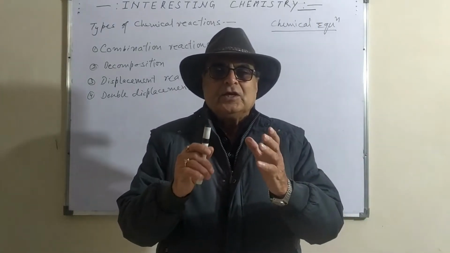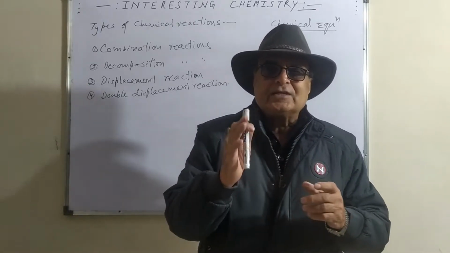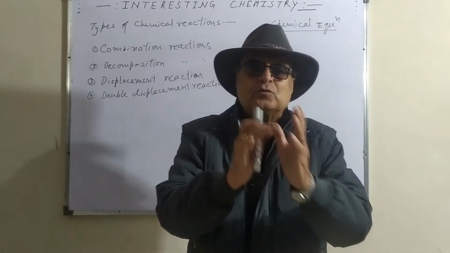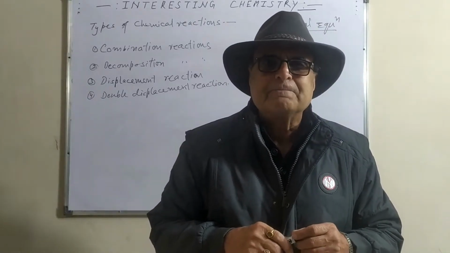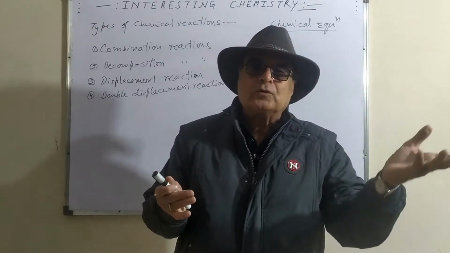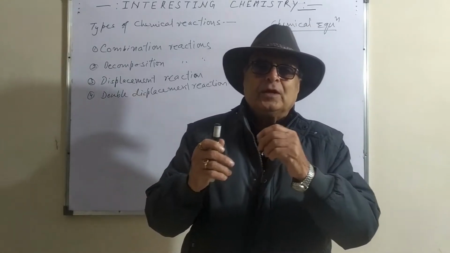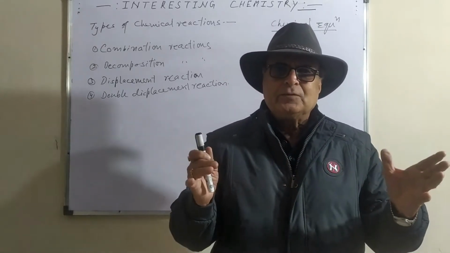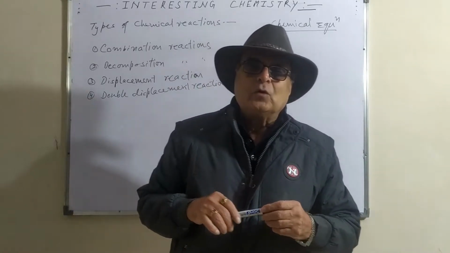So in chemical reactions, the mass of the reactants must be equal to the mass of the products. It is very difficult for us to calculate the mass of the products. We can take a definite mass or weight of the chemical reactants, but it is very difficult to calculate the mass of the products.